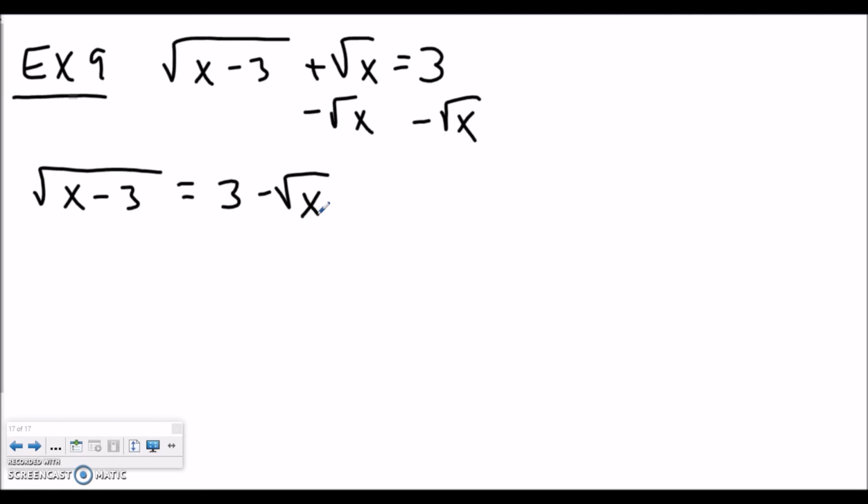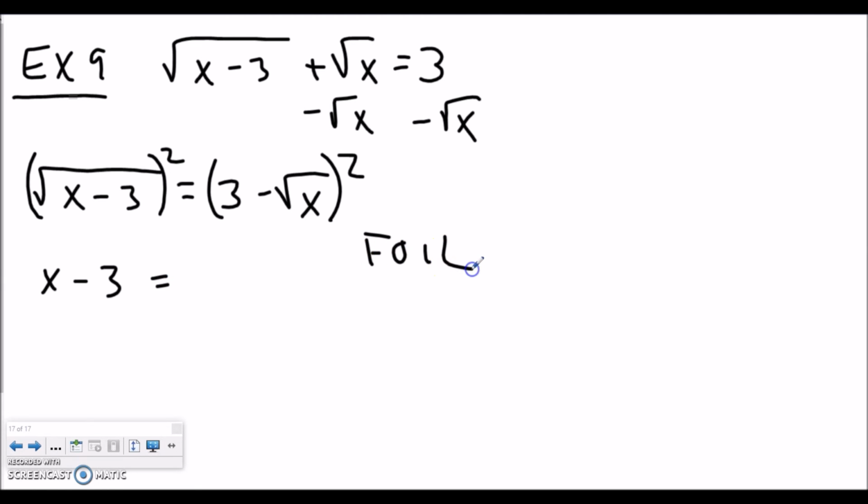Now you say, Mr. Repko, we have square roots, so let's square both sides. Good start. So we square the left. That's easy. X minus 3. And let's square the right. FOIL. Did you remember to FOIL? Because this means we have 3 minus square root of x, times itself. The first is easy. 3 times 3 is 9. The outer, 3 times negative square root of x, well, that's minus 3 square roots of x.